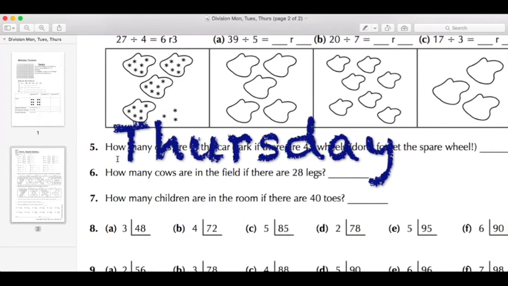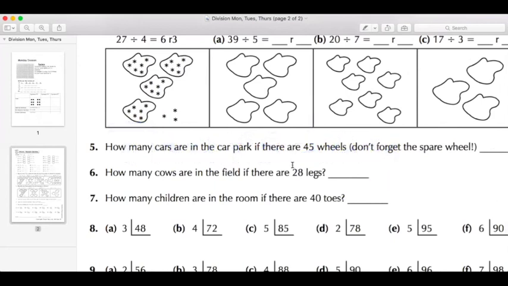Okay, so number 5, this is for Thursday. So first of all, I would just look at the numbers. So if you're printing this out, I would put a circle around the numbers that are important. But if not, you can just keep them in your head. So 45 is important. And then each car does have 4 wheels, but every car has a spare wheel as well. So that gives them 5 wheels each. So you need to work out how many cars are in the car park. So basically the sum would be 45 divided by 5. And the same, you can work out 6 and 7 yourselves.